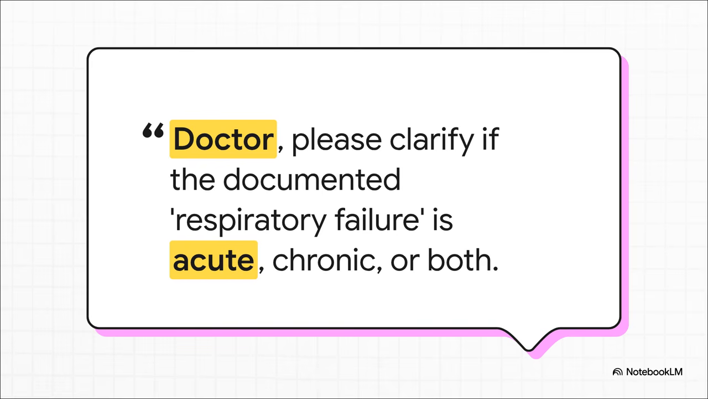A classic absolute necessity in transplant coding is querying the precise nature of graft rejection. You have to ask, doctor, please clarify if the documented graft rejection is hyperacute, acute, or chronic. Capturing the exact diagnosis from the T86 series, which covers complications of transplanted organs and tissue from T86.0 to T86.4, isn't just good practice, it is a strict requirement for compliance and defending against audits down the line.